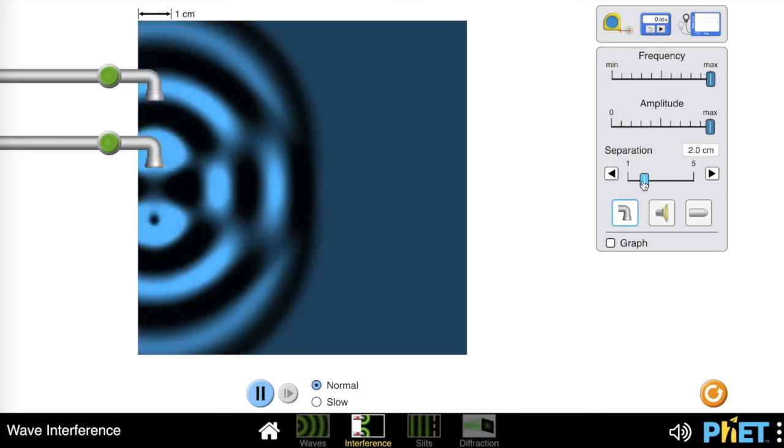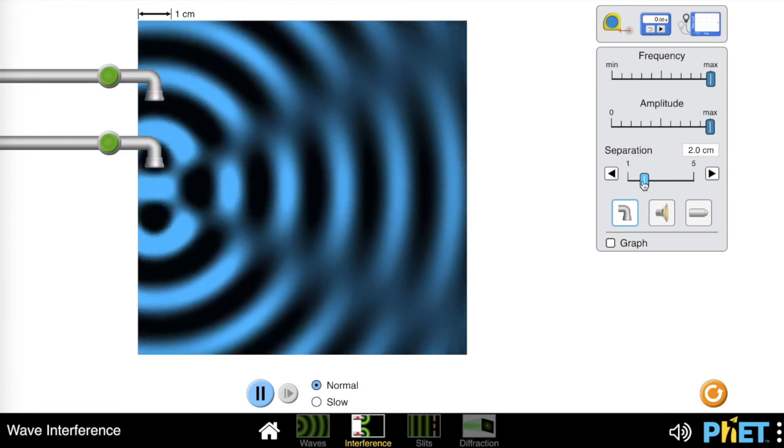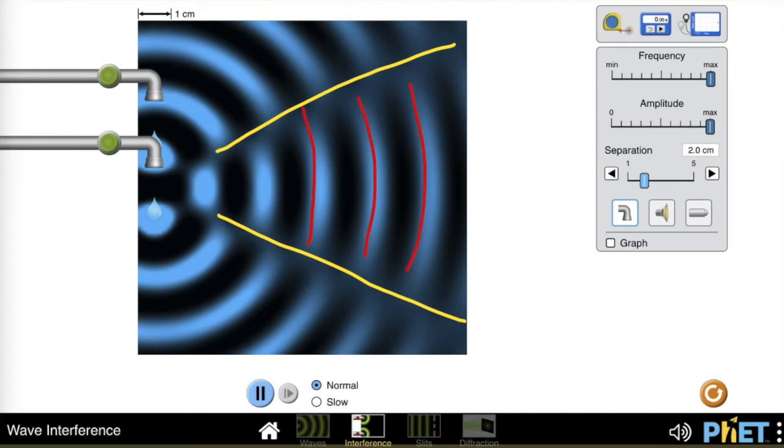I guess it made it start over again. Okay, so if I reduce the distance between the two drippers and I get my interference pattern, you can clearly see here that there's a nodal line there and there's a nodal line there. And then there are antinodal regions right in here and in here and in here. So by lowering the distance between these two drippers, we really decreased the interference pattern.